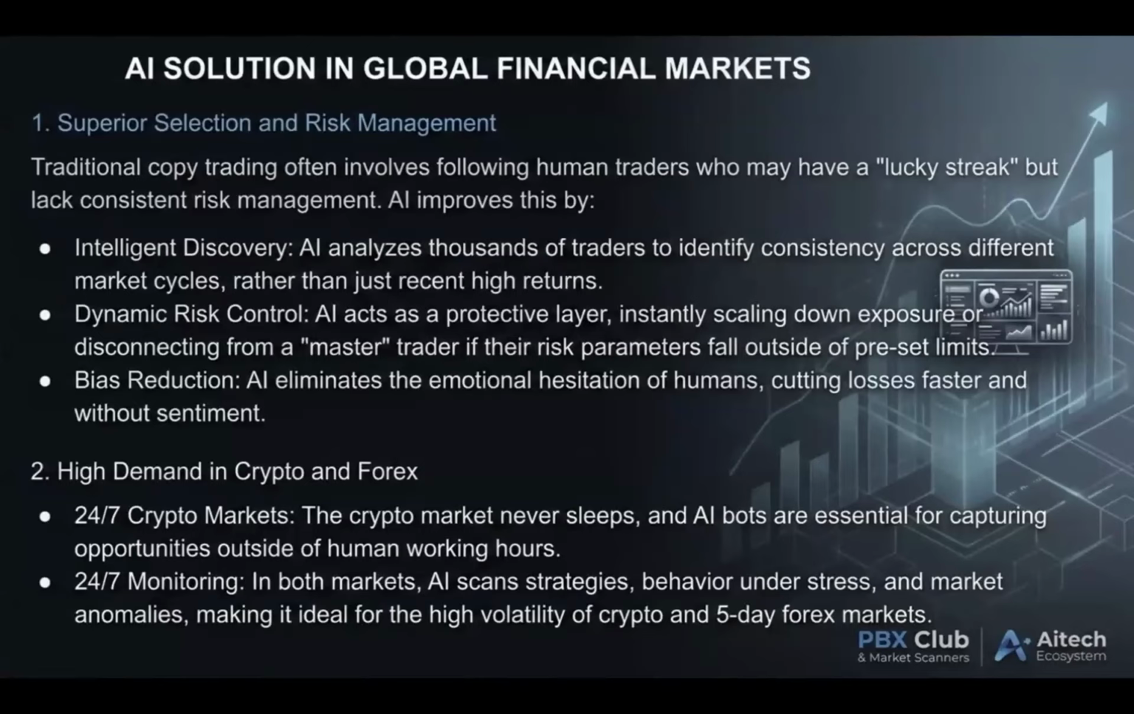Traditional copy trading often involves following human traders who may have a lucky streak but lack consistent risk management. AI improves this by, number one, intelligent discovery: AI analyzes thousands of traders to identify consistency across different market cycles rather than just recent high returns. Dynamic risk control: AI acts as a protective layer, instantly scaling down exposure or disconnecting from a master trader if their risk parameters fall outside the preset limit. Bias reduction: AI eliminates the emotional hesitation of humans, cutting losses faster and without sentiment.